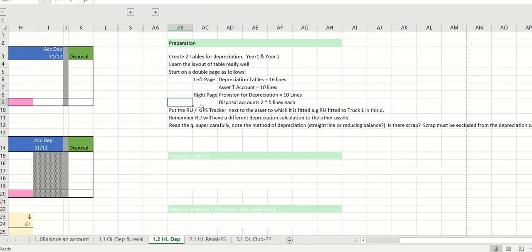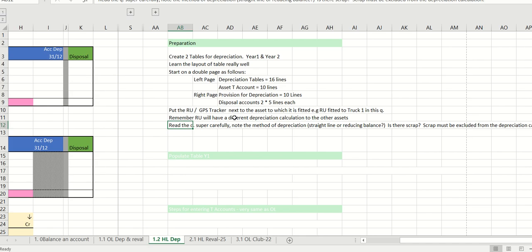Now, when we're filling out our table, please remember that there is always an additional fixture on one of the assets. So in this case, there's a refrigeration unit, which I'm calling an RU, fitted to vehicle number 1. So we're going to put those together in our little table when we're making it in a second. Read the question super carefully. Take note of the method of depreciation. Is it straight line? Is it reducing balance? Is there scrap?